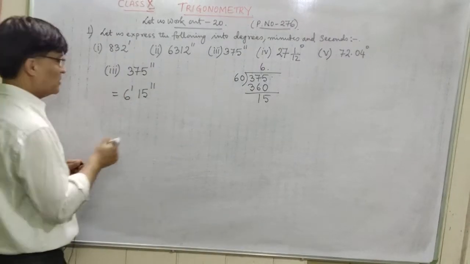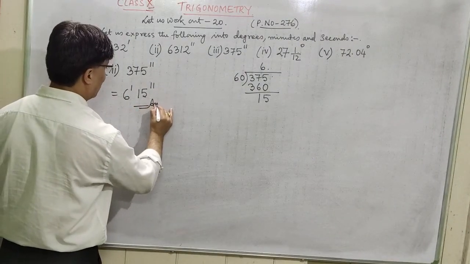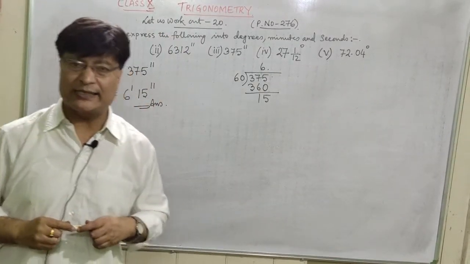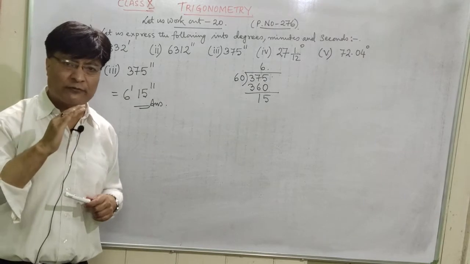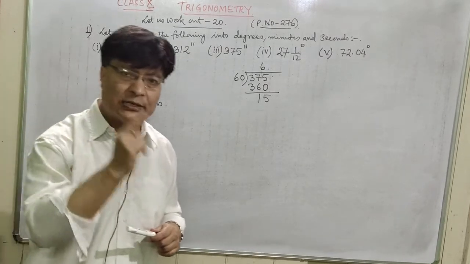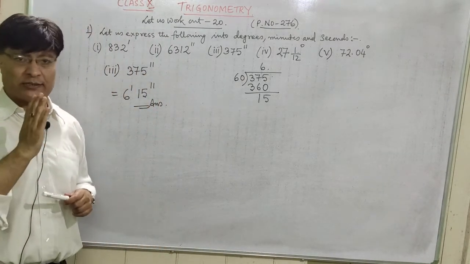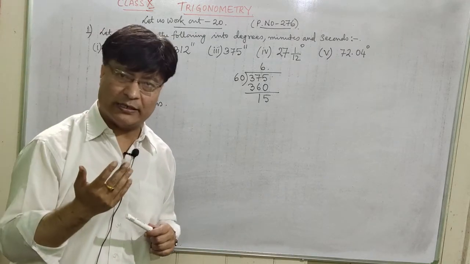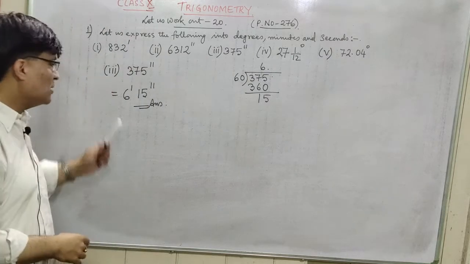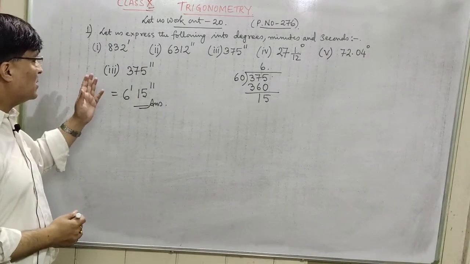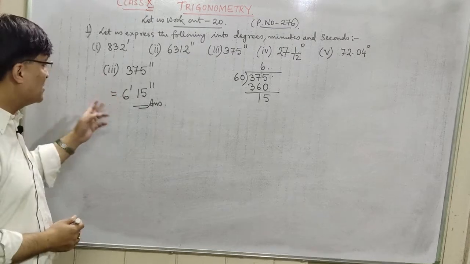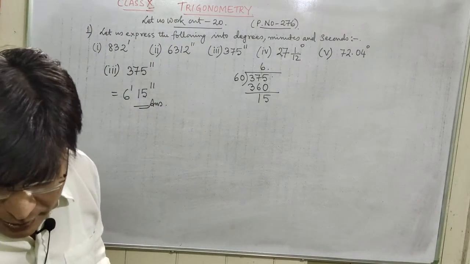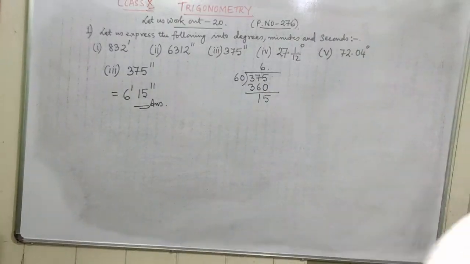So this is the answer. We cannot convert it into degrees because 6 minutes is less than 60. Okay, so whenever you have to convert minutes into degrees, it should be greater than 60 minutes. Is that clear? Then only you can convert these minutes into degrees. So this is the only answer here. 375 seconds means it is 6 minutes 15 seconds. Is that clear? So you can copy it. Now we'll do the next question.